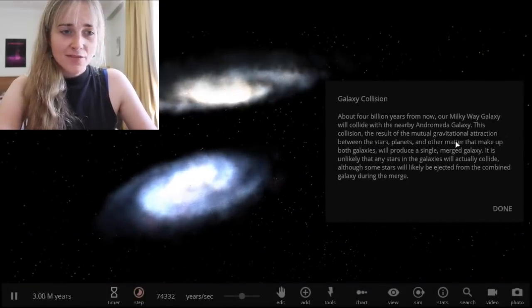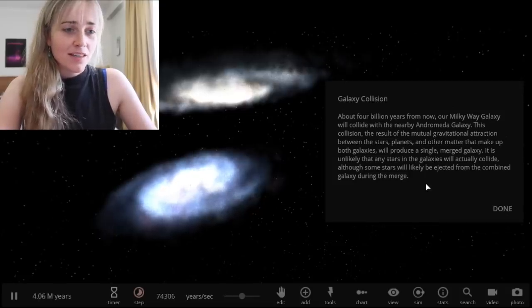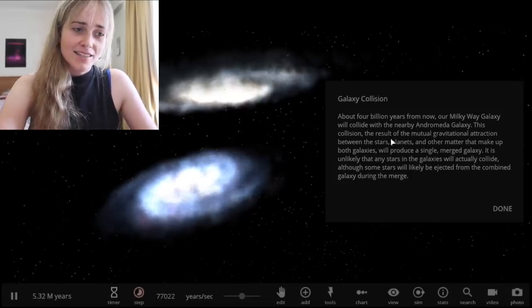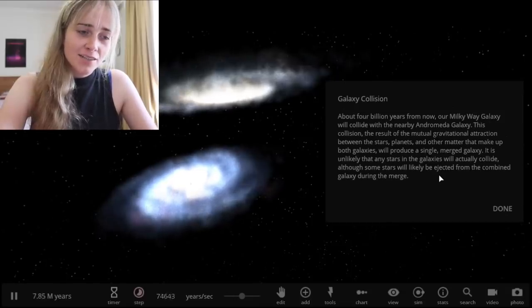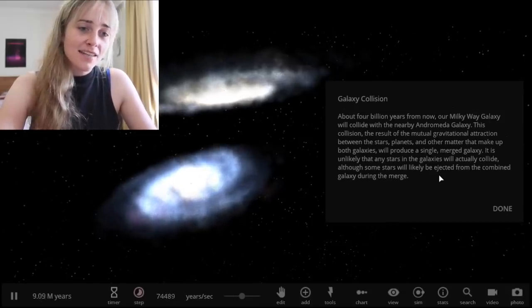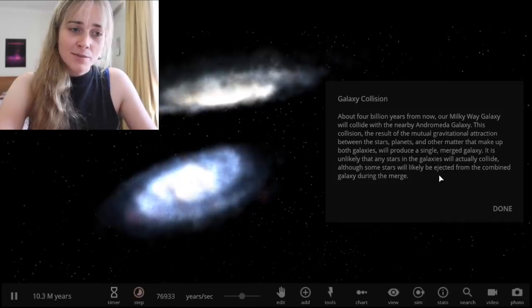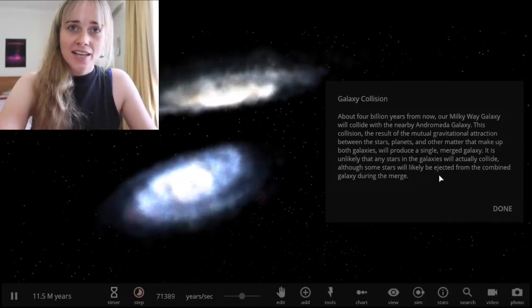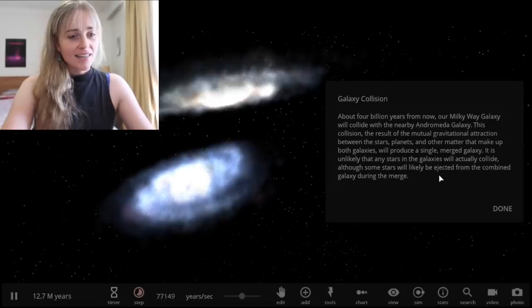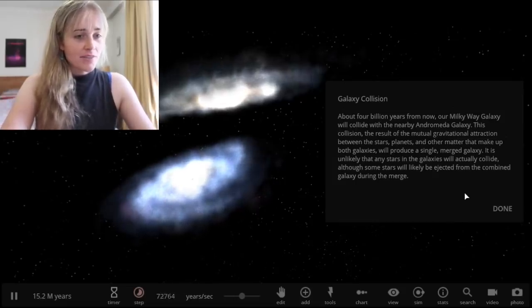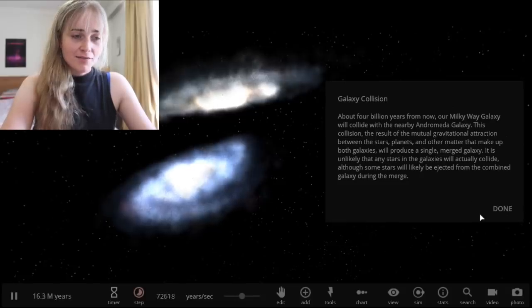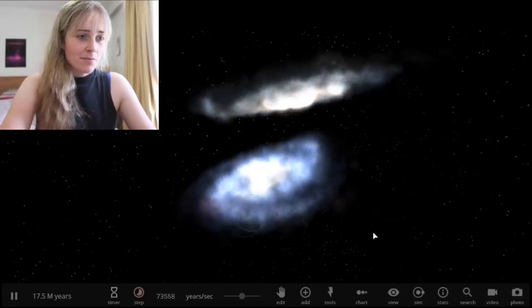About 4 billion years from now, our Milky Way galaxy will collide with the nearby Andromeda galaxy. This collision, the result of the mutual gravitational attraction between the stars, planets, and other matter that make up both galaxies, will produce a single merged galaxy. It is unlikely that any stars in the galaxies will actually collide, although some stars will likely be ejected from the combined galaxy during the merge.